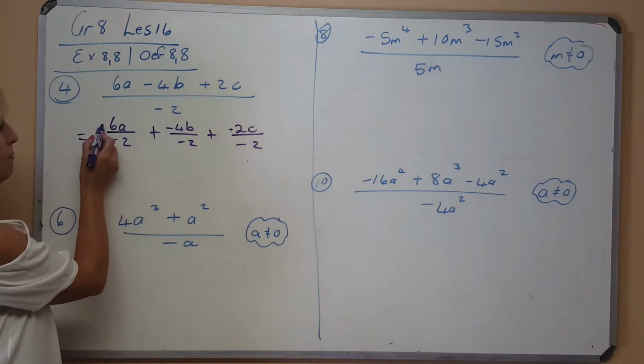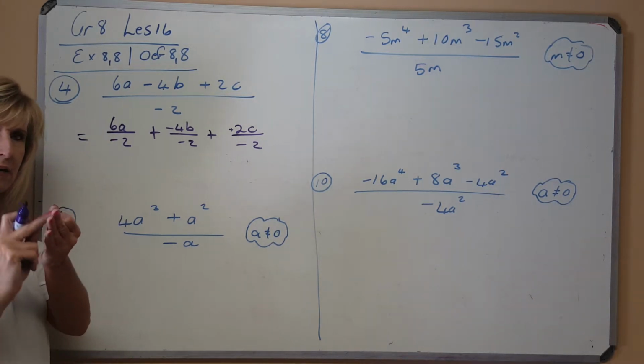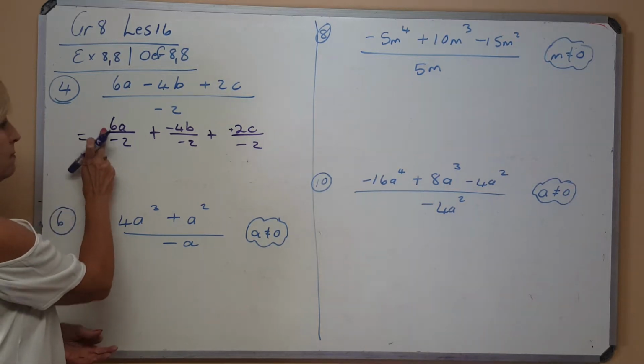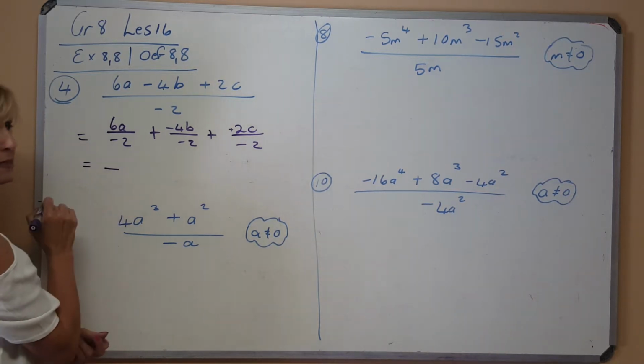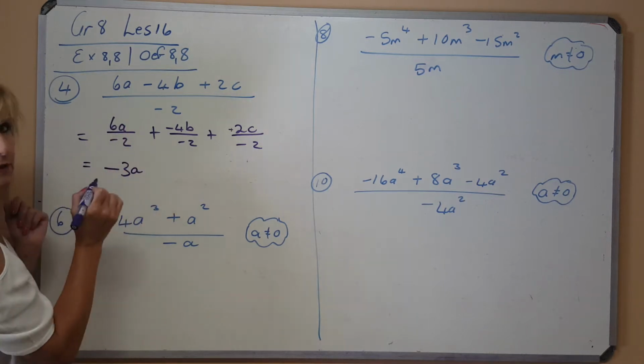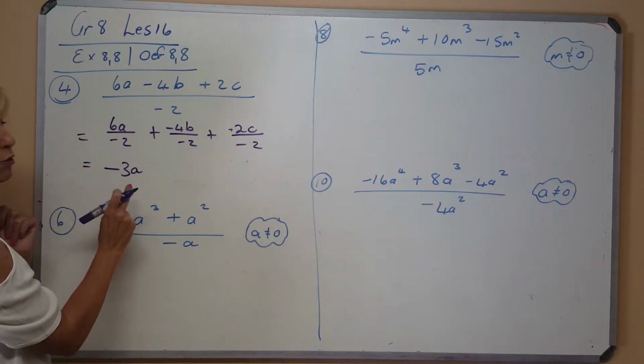So dan kan ek gaan sê, okay, weer eens, die tegniek is, eers die tekens, dan die getalle, dan die veranderlikes. First the signs, then the numbers, then the variables. Sign is a plus divided by a minus is a minus. 2 can go into 6 3 times, and then there's still a left. Plus gedeeld deur 'n min is 'n min, 2 gaan in 6 en 3 keer, en a bly nog oor.